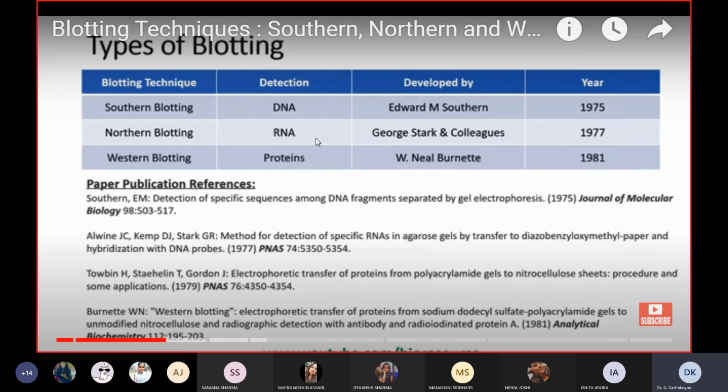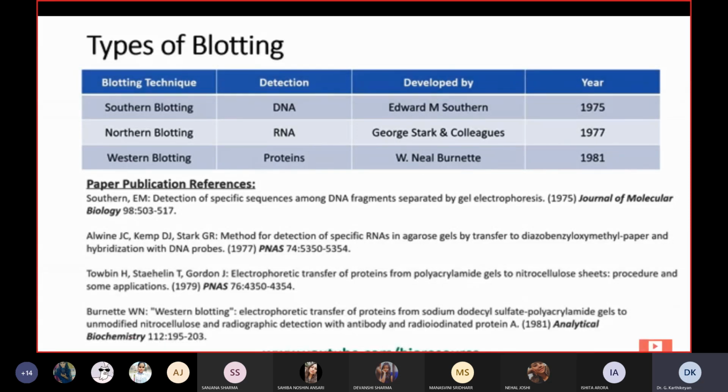His colleagues also worked towards the protein blotting technique, but the name was coined in 1981 by Neal Burnette. So here you can see some of the reference papers, publications of that time. I will leave the links in the description below for your reference.